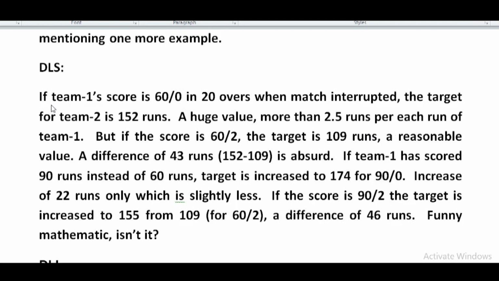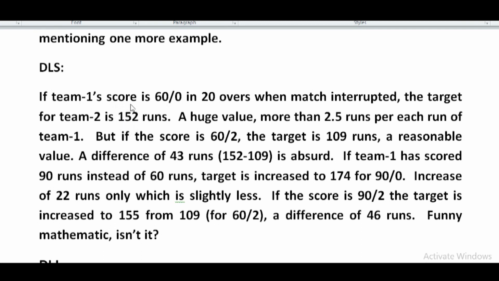This is a case, again the interruption is taking place while team 1 is batting, and the interruption is taking place when team 1 is at 60 for 0 in 20 overs. 60 for 0 in 20 overs. And the target set by DLS system is 152 runs. You can see it's a huge number, 150 runs.